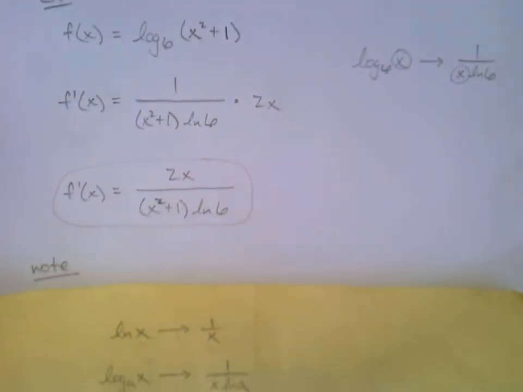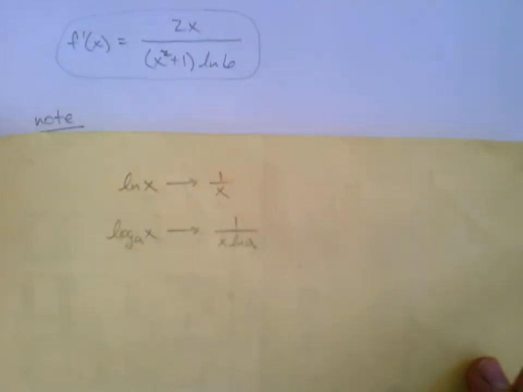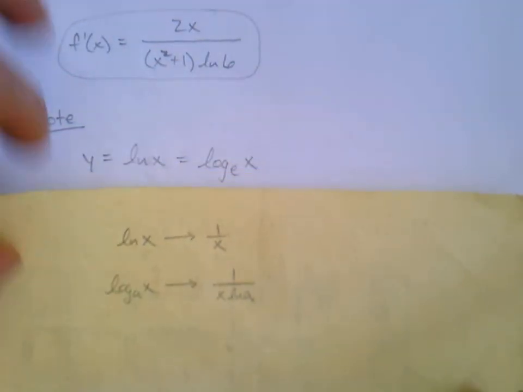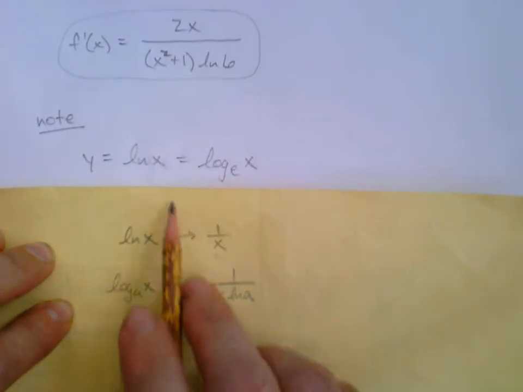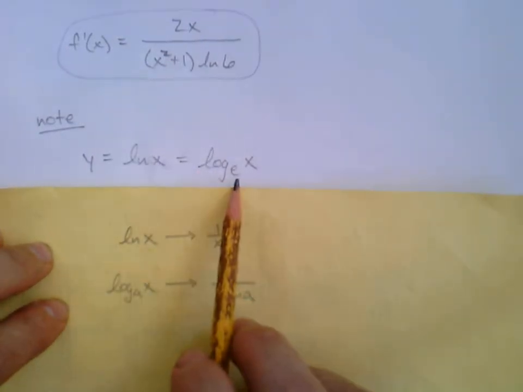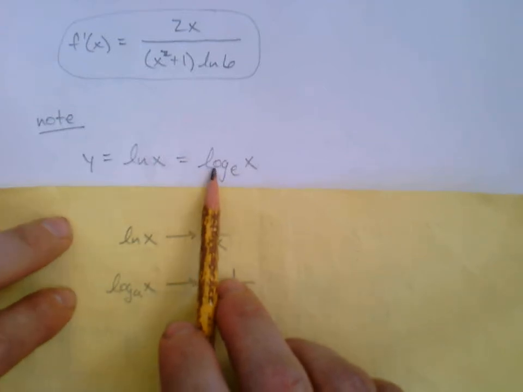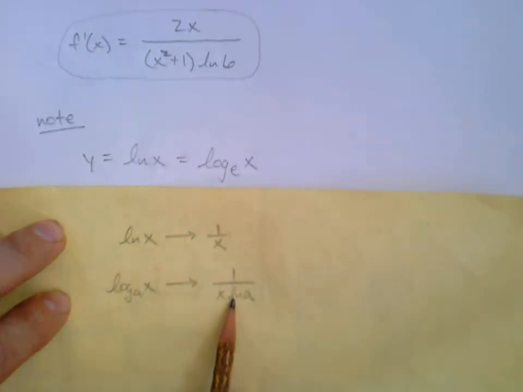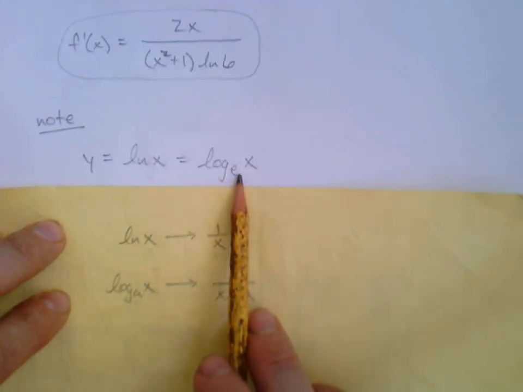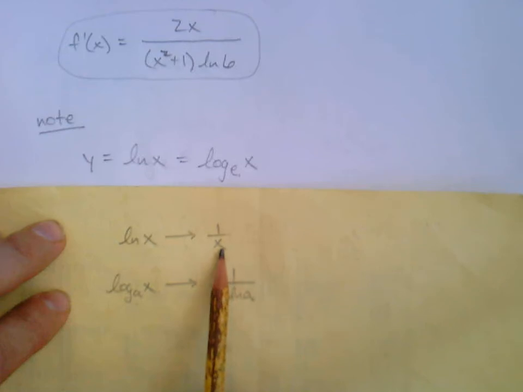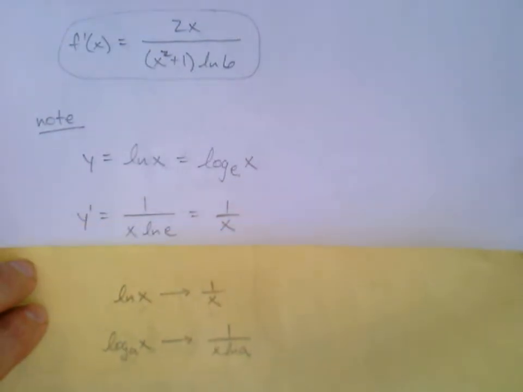Hey, let's reflect on this. I've got this note before we go any further. What if you thought about the natural log of x as having the base e? We pointed that out earlier. Natural log x is the log of x with base e. What if we used this formula here with e as the base? Would it still all fit? Would it still work out to be what we know it is? It would.